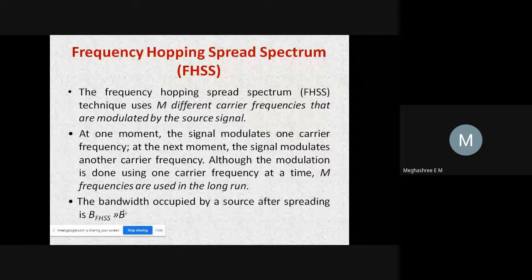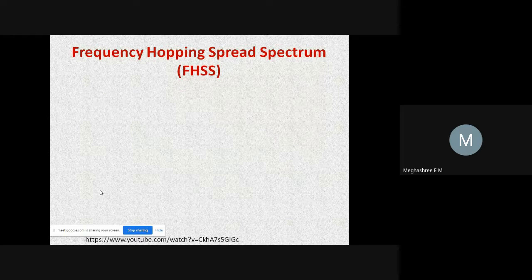After applying this method, the bandwidth is expanded to BFHSS from the bandwidth B. The source signal bandwidth is B. After applying this technique, you will get the expanded bandwidth, BFHSS, that is the bandwidth expanded with the help of frequency hopping spread spectrum. This is about the introduction.